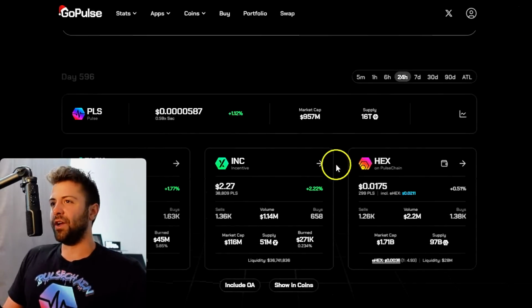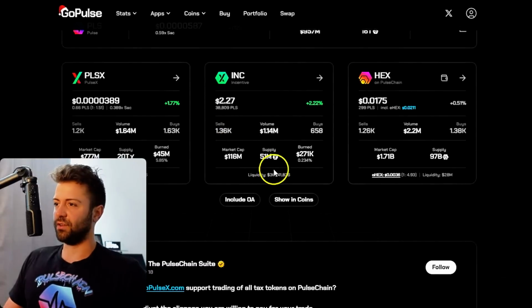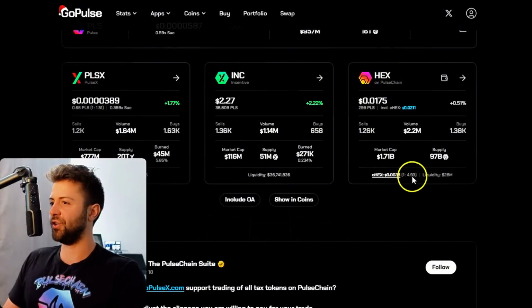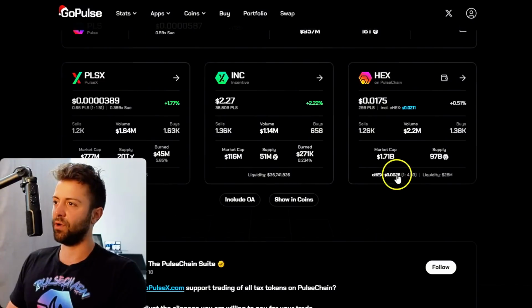A good way to see the ratio also is GoPulse.com, which also calculates the eHEX, PHEX ratio. I like that they do that over here. So we got 1 to 4.9. It's about a 5-to-1 ratio. Remember, about 5 eHEX per 1 PHEX.